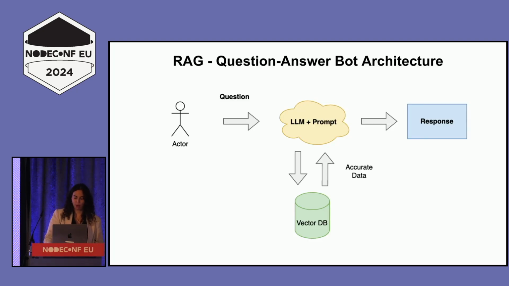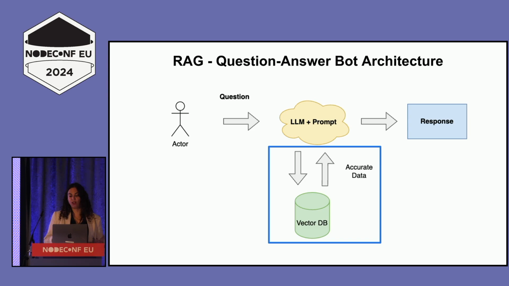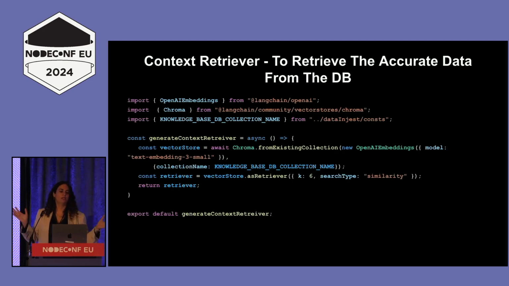Now let's talk about the bot itself. First of all, to retrieve the data, we have a context retriever. You need to, of course, retrieve the data from the same collection you've saved it in, and you have to use the same algorithm that you used when ingesting the data. Here specifically, I took the text-embedding-3-small model, and I also tell it to give me only the 6 most relevant documents, and I chose a search type called similarity.